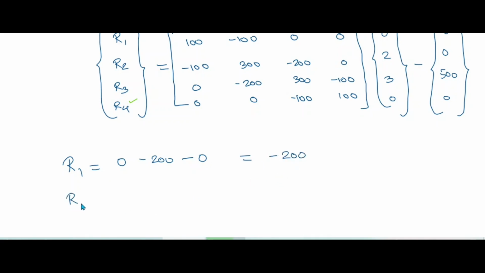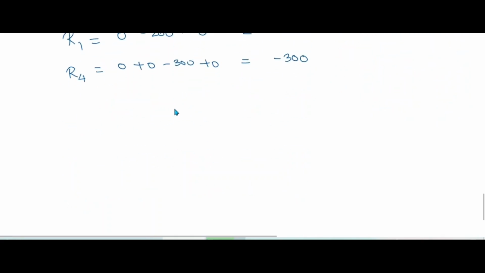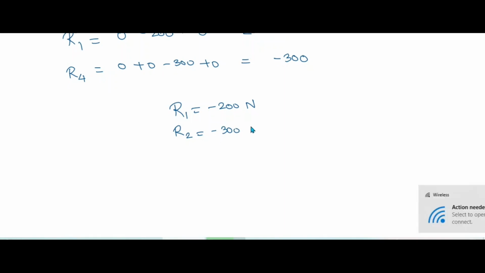Similarly, go for reaction 4. 0 into 0, 0. 0 into 2, that is also 0. Minus 100 into 3, so minus 300. Plus 100 into 0, that is also 0. So R4 is equal to minus 300. So my reactions are R1 is minus 200 Newton and R4 is minus 300 Newton.